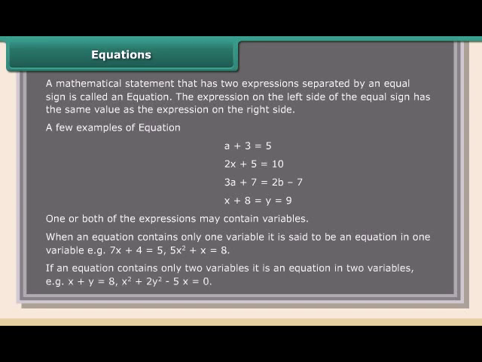If an equation contains only two variables, it is an equation in two variables. That is, x plus y is equal to 8, x squared plus 2y squared minus 5x is equal to 0.